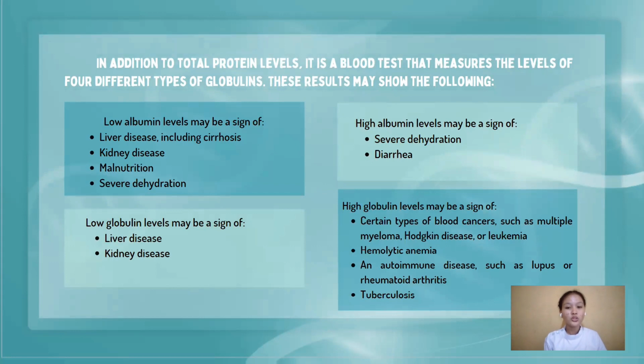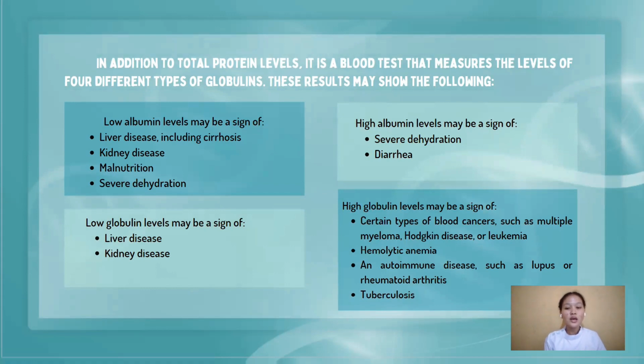It is a blood test that measures the levels of 4 different types of globulins. This result may show the following. If a person has low albumin levels, it may be a sign of liver disease, including cirrhosis, kidney disease, malnutrition, and thyroid diseases. But if a person has high albumin levels, it may be a sign of severe dehydration and diarrhea. On the other hand, if a person has low globulin levels, it may be a sign of liver disease and kidney diseases.